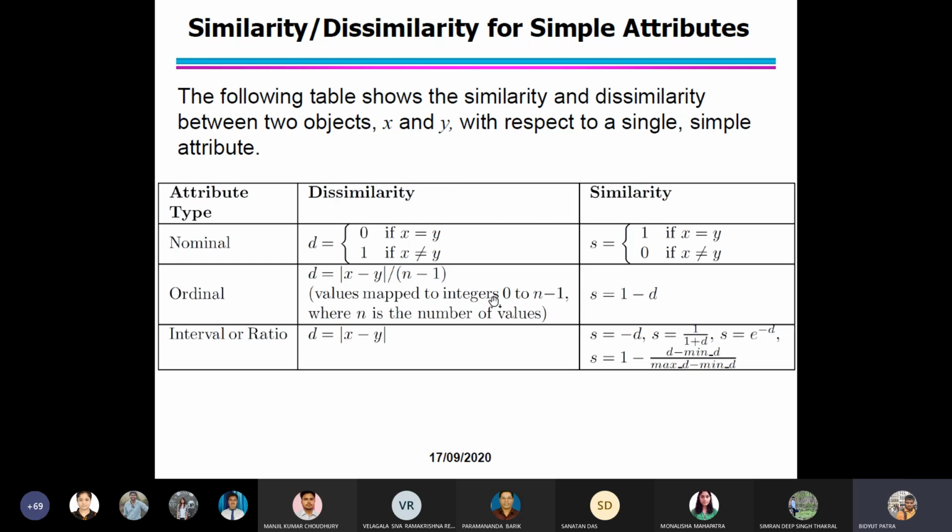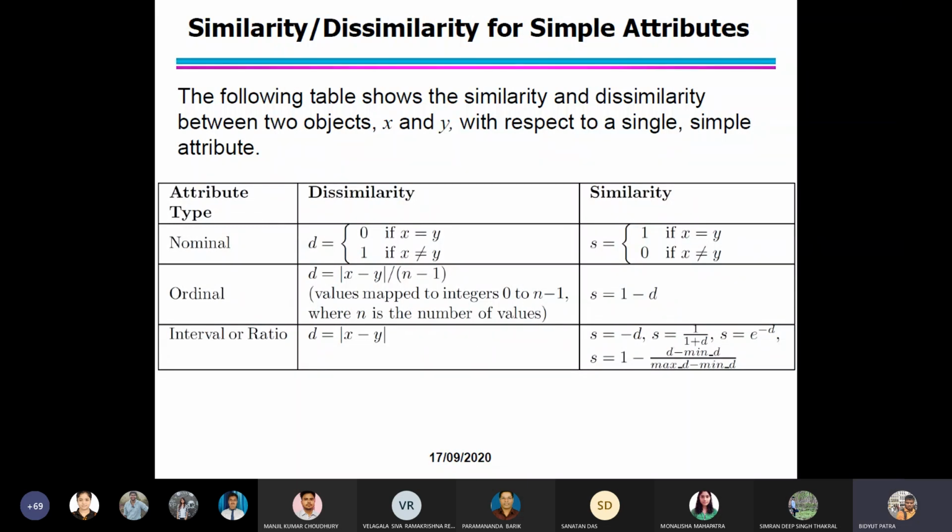Let's say two objects both have the attribute value large. Then x minus y itself will be 0, so this will be the maximum similarity value. Basically, the values are mapped to the integers 0 to n minus 1. Let's say we have 3 values: large, medium, and small. We map these 3 values to integers, so we have 0, 1, 2, and then we can compute the values of dissimilarity and similarity. And then the numeric case.